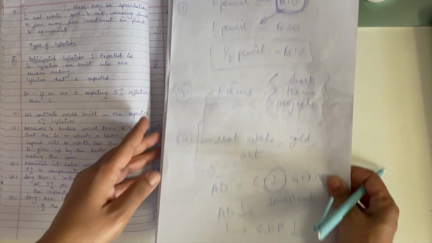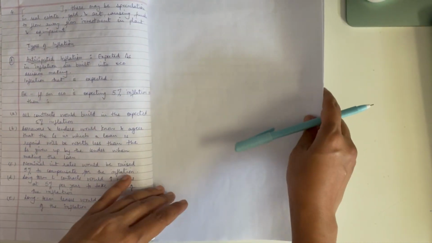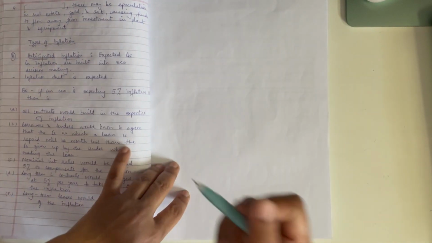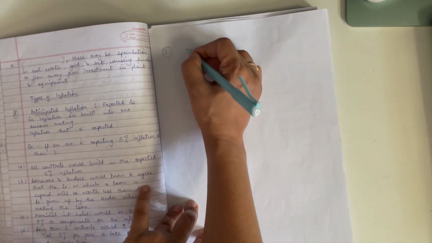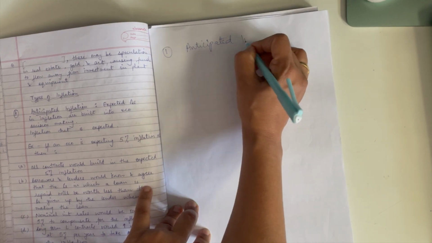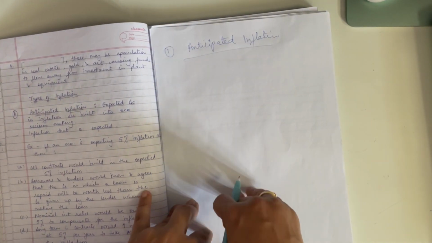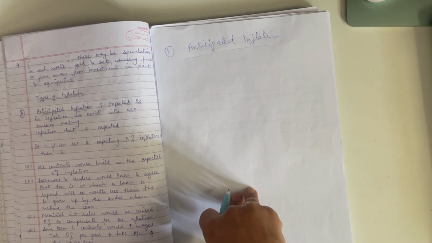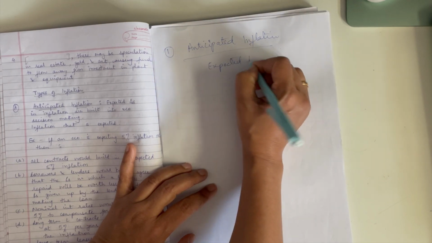Okay. Next, there are different types of inflation. Now, different books have different types of inflation. I'll just concentrate on two types of inflation. One is called anticipated inflation. Anticipated inflation is basically the inflation that is expected. So the inflation that you expect, okay, that's your expected inflation.